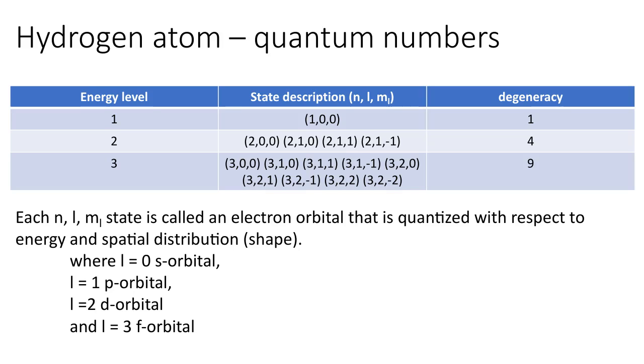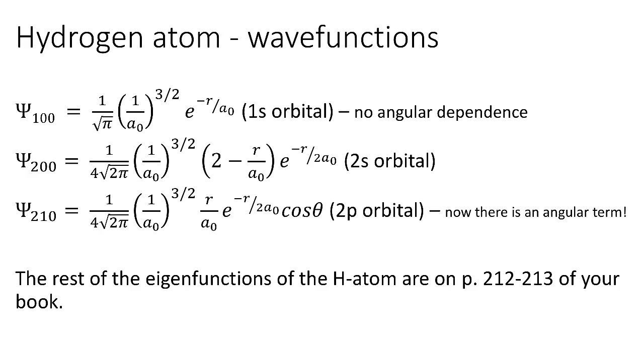And so each one of these states, in terms of the quantum numbers, describes the quantized energy and spatial distribution of the electron orbital, the electron orbiting around the nucleus in a hydrogen atom. All right, so here are some of the wave functions. I'm not going to talk too much about them, but I've written out the first three. Your textbook on pages 212 and 213 includes the complete wave functions for, I think, at least up to the d orbitals, the 3d orbitals, excuse me.